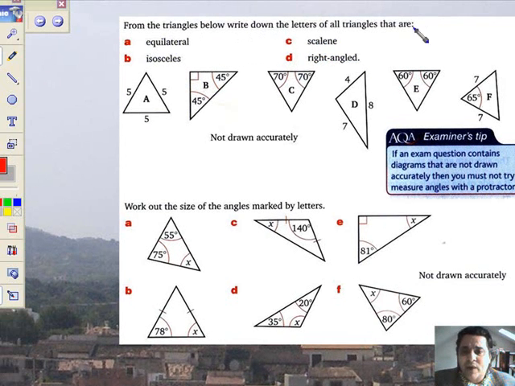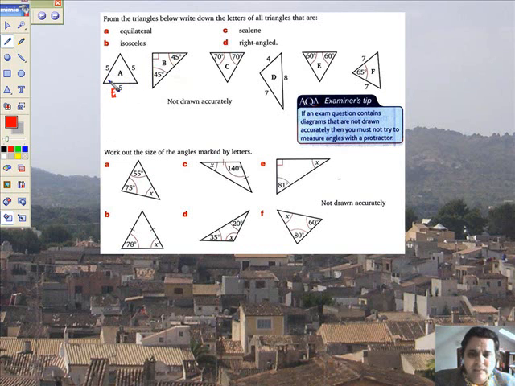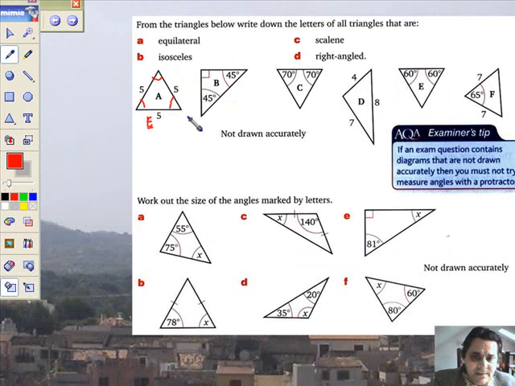For the triangles below, write down the letters of all the triangles that are equilateral. So that one's equilateral, isn't it? So if I put an E there, because it goes 5, 5, 5, all the same length, and all these angles here are 60s. This one here is right angled, so I'll call that right angle, and it's also isosceles, because look, there's two 45s there. Those two lengths are the same. That's how you demonstrate they're the same. So two lengths the same, two angles the same, so it's also isosceles: right angled and isosceles.